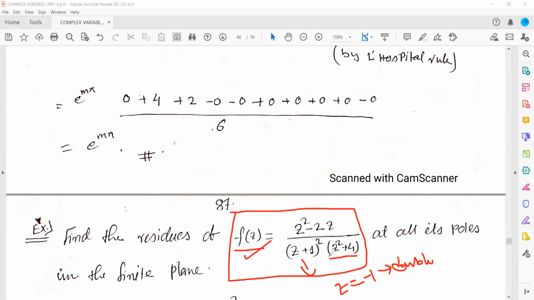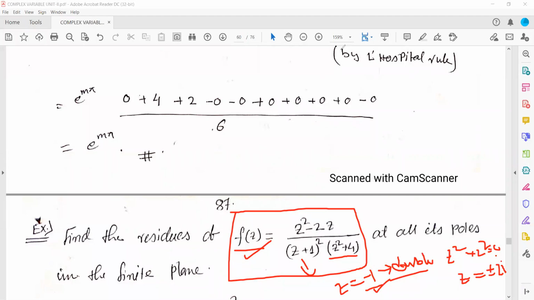Next, this one, z square plus 4. So z square plus 4 equal to 0 means z square plus 2 square equal to 0. That means z is equal to plus minus 2i, because z square equal to minus 2 square, and if you take the square root, then z equal to plus minus 2i. So there are a total of 3 poles. One is z equal to -1, which is a double pole because its order is 2. And z equal to 2i and minus 2i are the simple poles. So you need to calculate the residue at each of these poles.